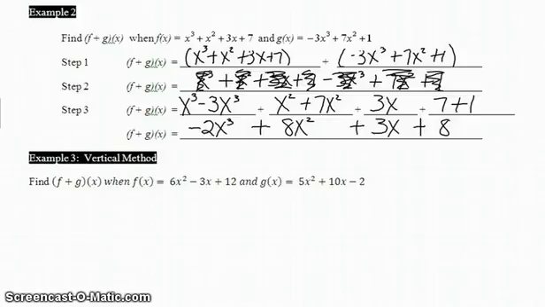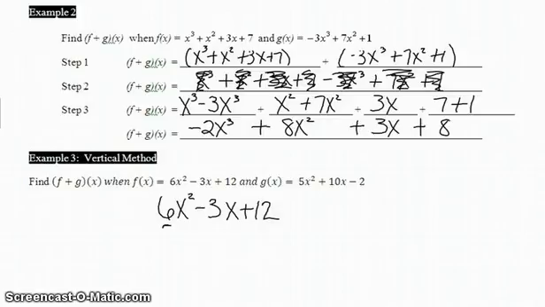I want to show you one more example before I let you try one. That's because many students find this vertical method so much easier to use than the horizontal method. You're doing the same process, but it just seems simpler. We're going to align our like terms. So I write my first function down and write the second function directly under it, making sure I line up my like terms.